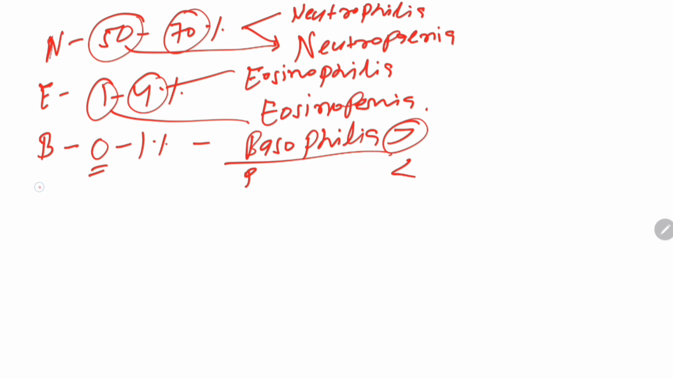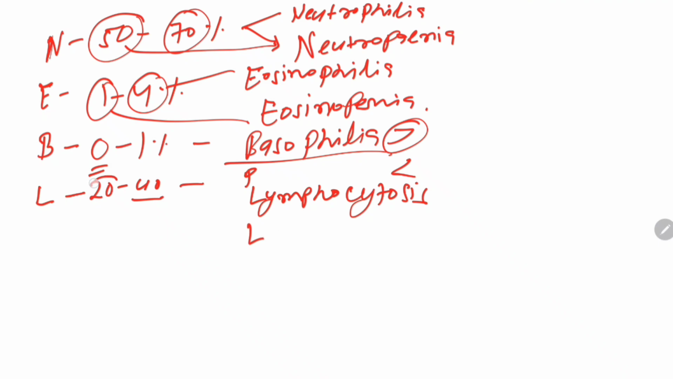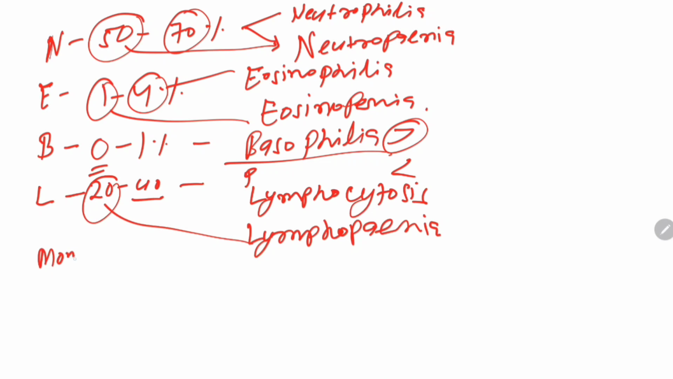Then lymphocyte is 20 to 40%, or sometimes 45% we can consider normal. If more than that, then lymphocytosis. If less than that, then lymphopenia. Then we have monocyte, 2 to 8%. If the count is more than that, then monocytosis.